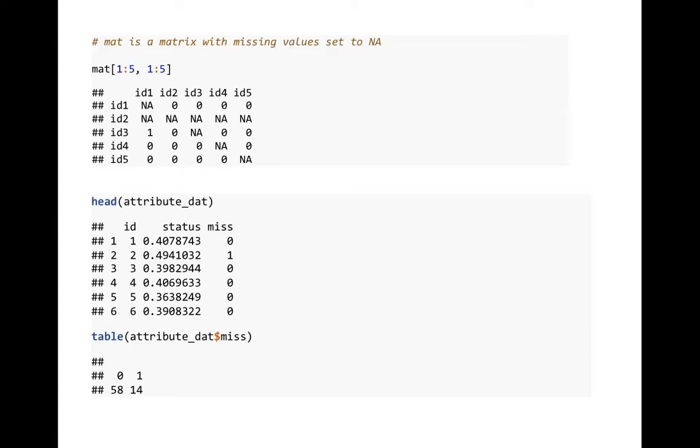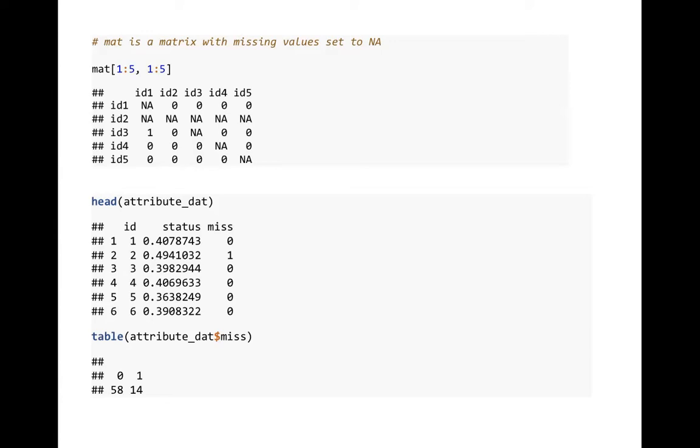This is attribute data. So each row is an ID or an actor in the network. We have 2 variables. That miss column is just an indicator if that person is missing or is a non-respondent. So person 2, you can see all the NAs across the row, so you get a 1 in the miss column there. And status is just an attribute in this case. Are they high status in the network? Okay.